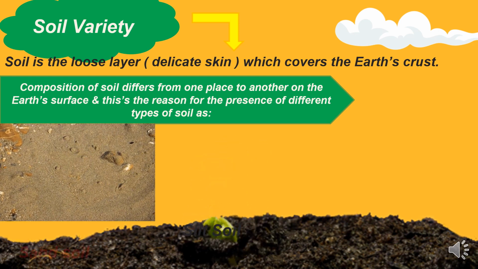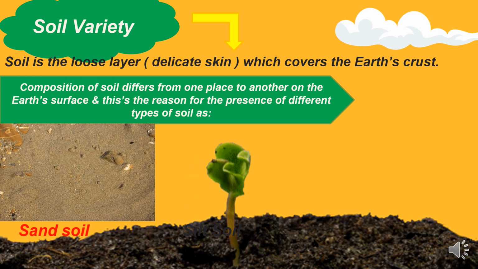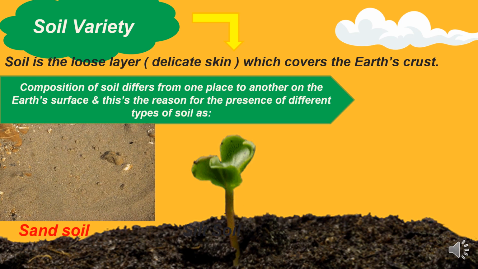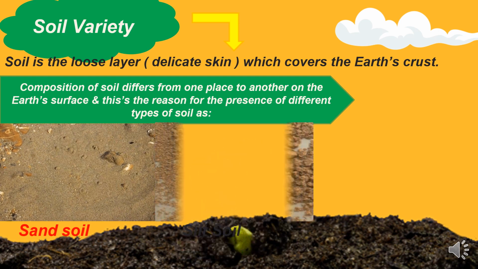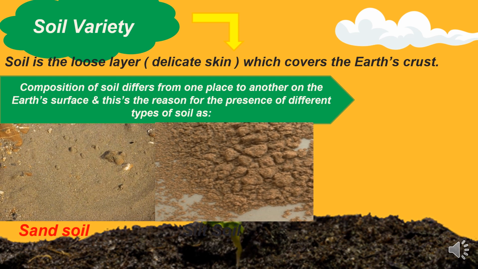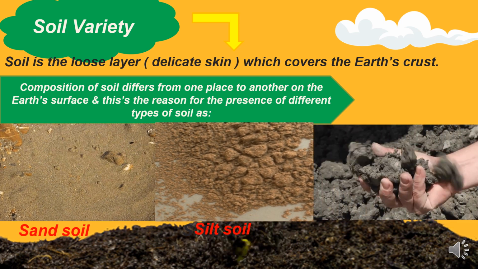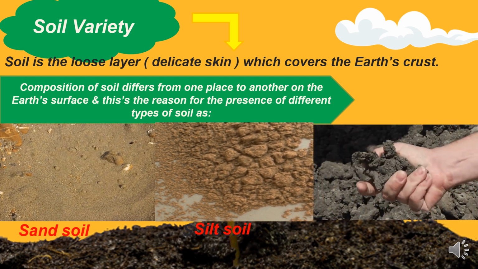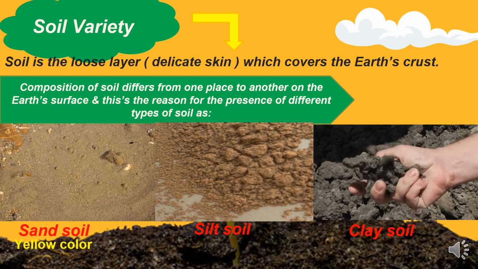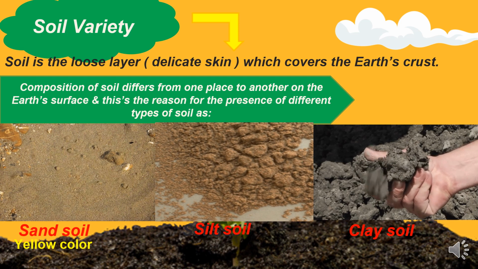Okay, and also soil usually has different compositions, or different particles which it is made from, as the composition of soil differs from one place to another on the Earth's surface, so I have such a variety of different types of soil. The three most common types of soil are number 1, sand soil, number 2, silt soil, and number 3, clay soil.